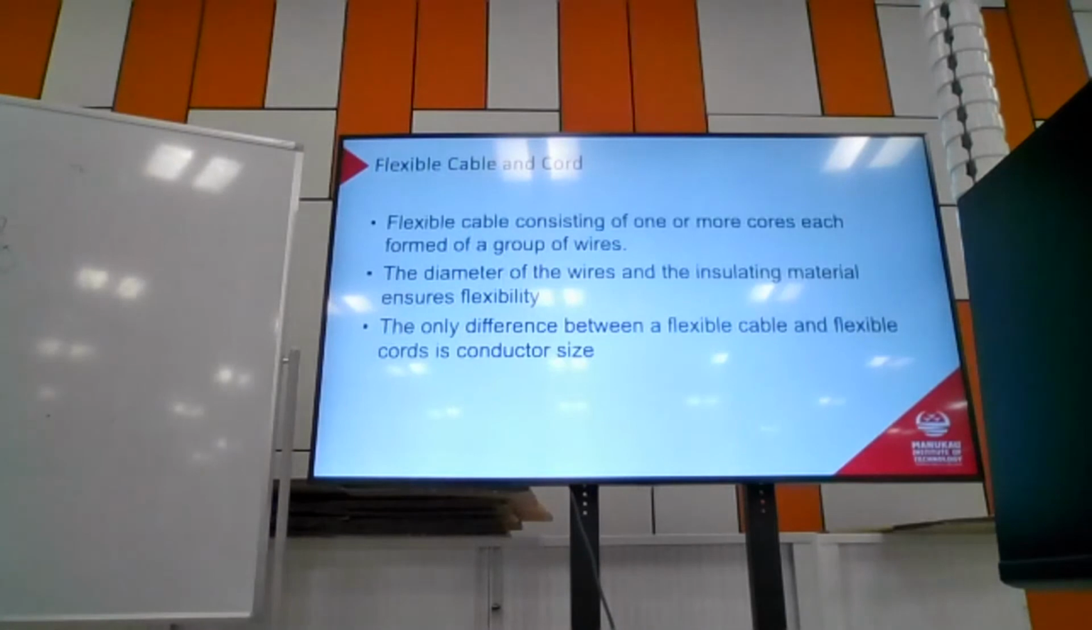Flexible cables and cords. Flexible cable consists of one or more cores, each formed in a group of wires. The diameter of the wires and the insulated material ensures flexibility. The only difference between a flexible cable and a flexible cord is the conductor size.